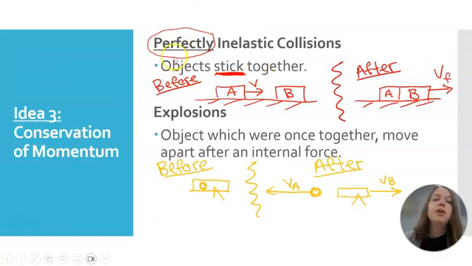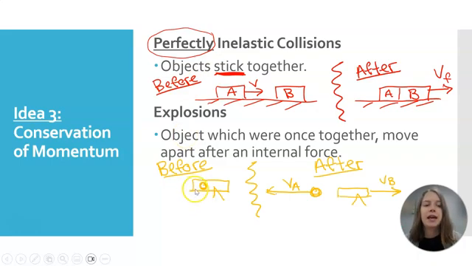Perfectly inelastic collisions occur when objects stick together. And in that case, kinetic energy is also not conserved. So a perfectly inelastic collision would be when the objects stick together and move together. An explosion is kind of like the reverse of that.